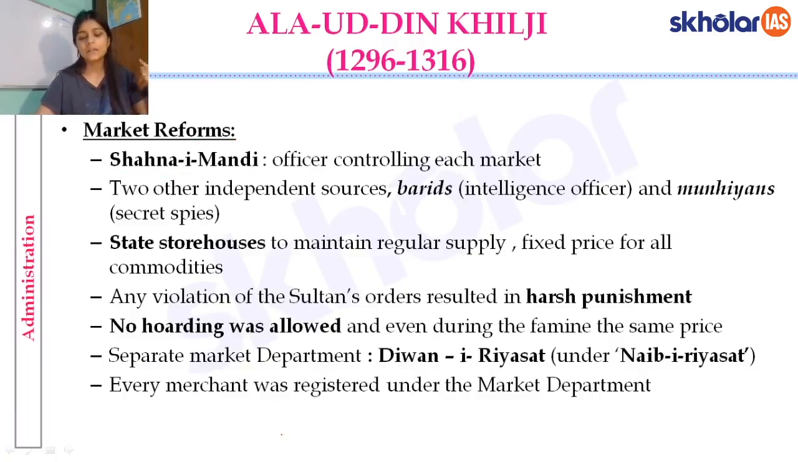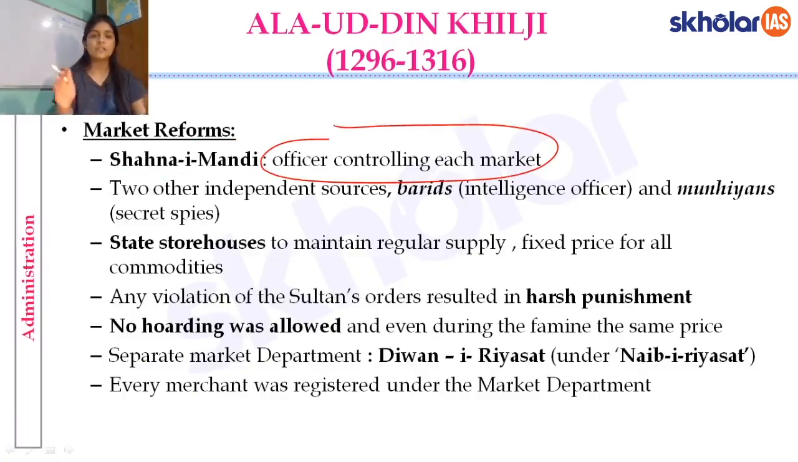Other reforms were that he appointed certain officers controlling each market. And what was the name of the officer? Shahnai-e-Mandi. These terms are important, and you should remember them. Shahnai-e-Mandi, Diwan-e-Riyasat. We'll do them one by one. But I'll give you a suggestion: maybe you can make a separate sheet and put all these terms and what they essentially mean. So, back to the reforms. Shahnai-e-Mandi, the officer controlling each market.